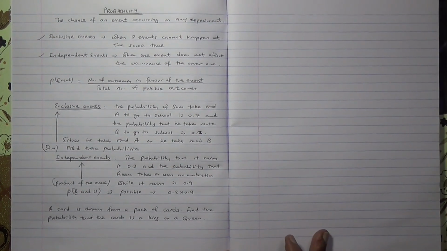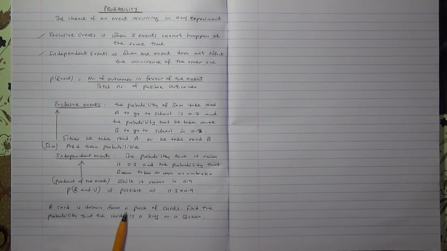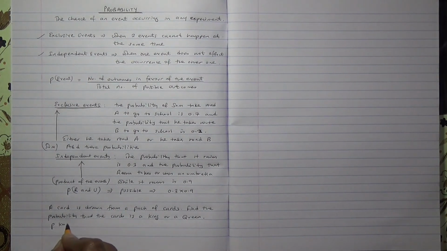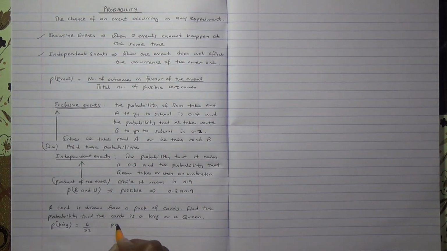Alright, so now we're going to come with some examples. Here is a typical example that you may get in the exams. A card is drawn from a pack of cards, and find the probability that the card drawn is a king or a queen. How are we going to do this? The probability that the card drawn is a king: we know we've got 4 kings out of a pack of 52 cards. And either we get this or we get the other one. The probability of getting a queen is clearly 4 queens out of 52.